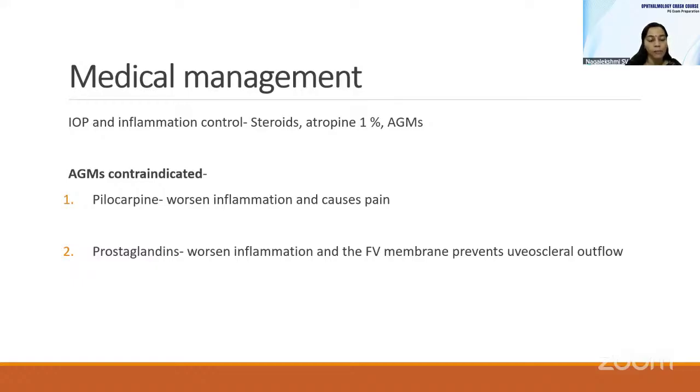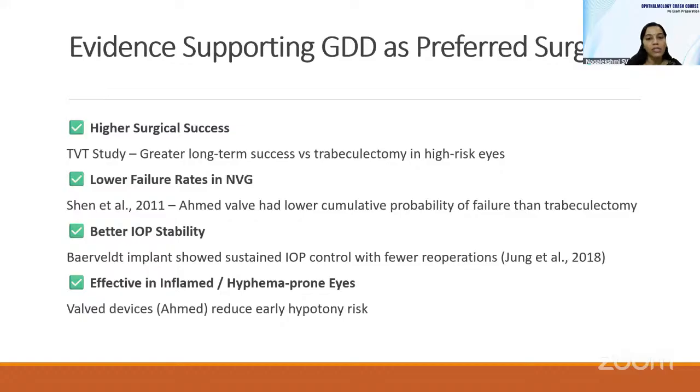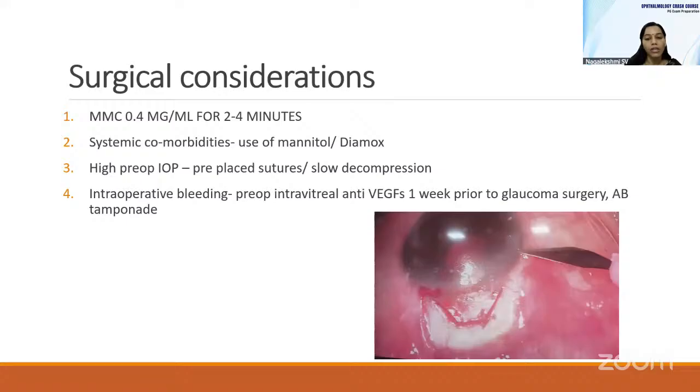in such patients. Again, as far as surgery is concerned, glaucoma tubes and shunts are a preferred procedure as compared to trabeculectomy, as shown by various studies, especially when it is an angle closure glaucoma. But when you're still doing a trabeculectomy, it has to be borne in mind to use a high dose of mitomycin C. Also keep in mind that these patients might have multiple systemic comorbidities and the use of mannitol and acetazolamide should be individualized.